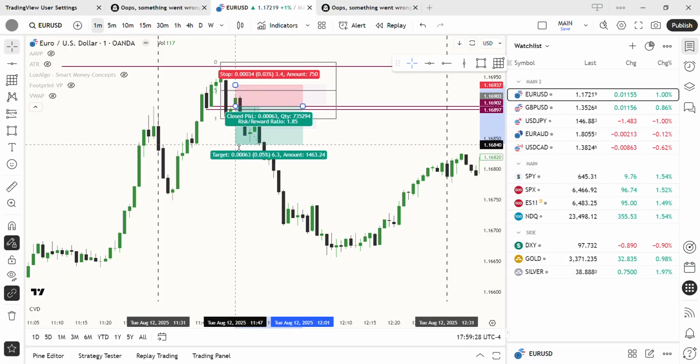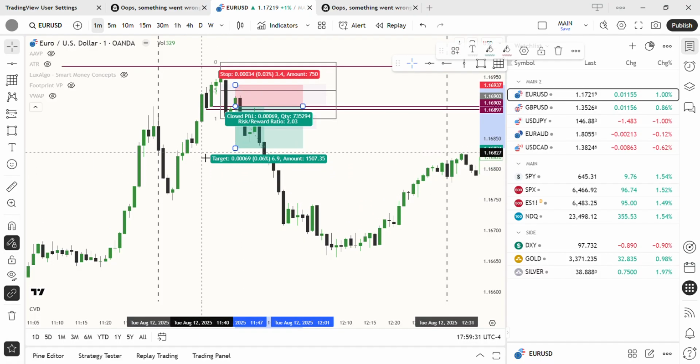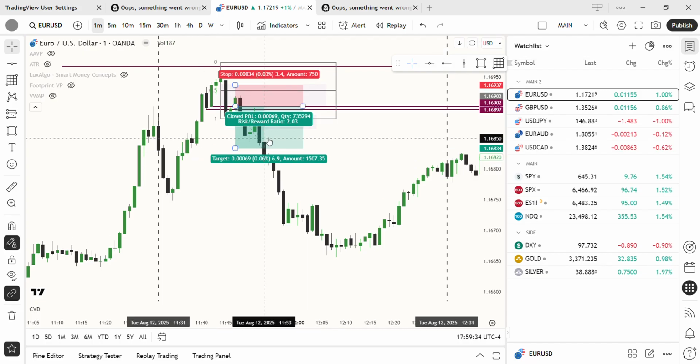But yeah, let me write that down. W trade. So I'm gonna write down one trade, one as in not like O-N-E, but one like W-O-N. One a trade, 1 to 2.03 risk to reward, and then the risk was, so I'm gonna say 3.4 pips to 6.9 pips. So I'm gonna put a check mark next to it so I can see easier.